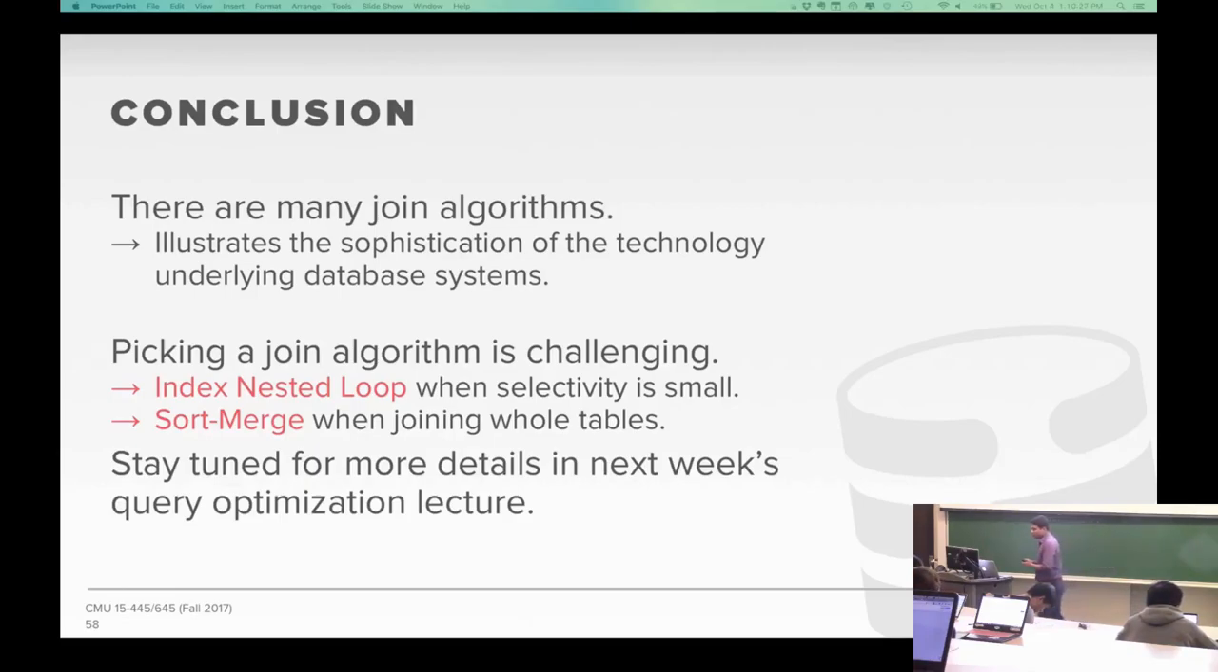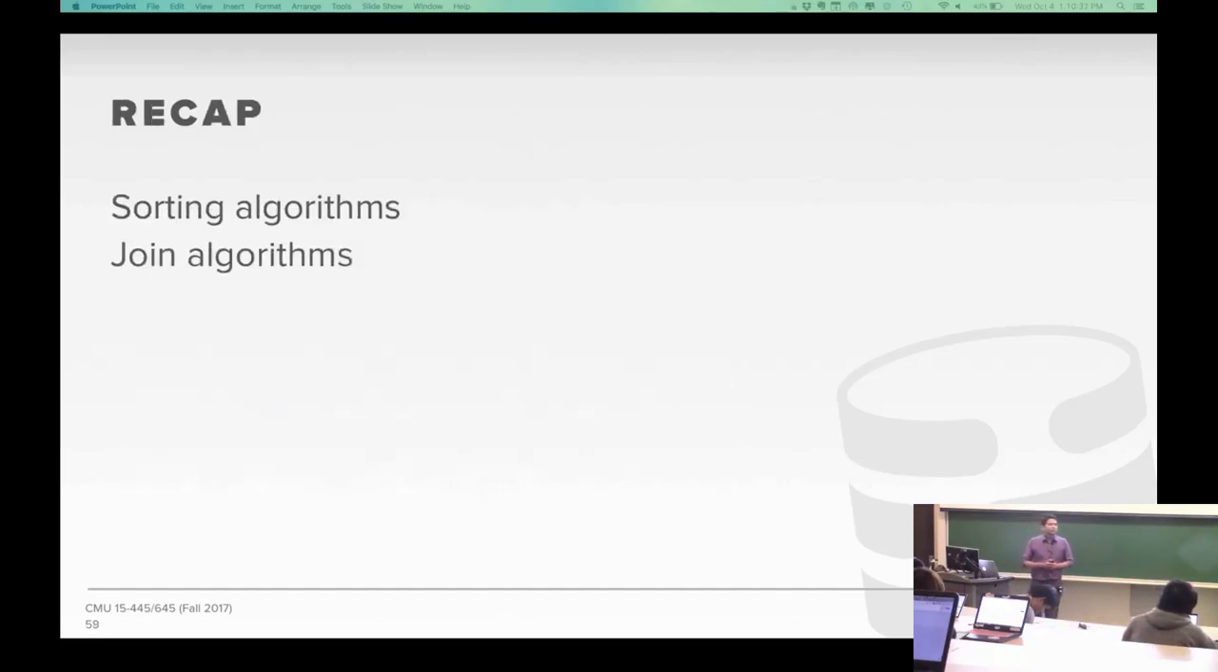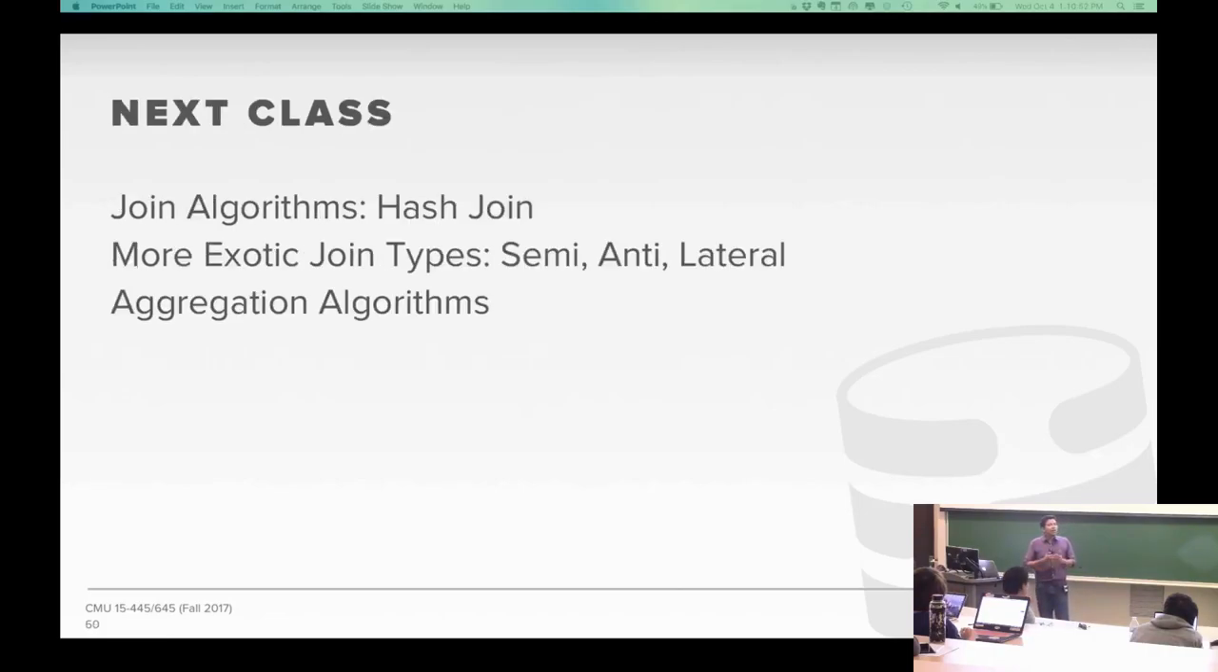Okay? So to recap, in this class, I presented a couple of sorting algorithms and a bunch of join algorithms. Sorting and join operators are often observed in SQL queries, and these algorithms are used inside a database system to support these relational operators. In the next class, Andy will cover another join algorithm, the hash join algorithm, and he will move on to more exotic join types like the semi-join, anti-join, and lateral join that are often used in real applications. We will cover them in the next class, and we will also move on to aggregation algorithms.